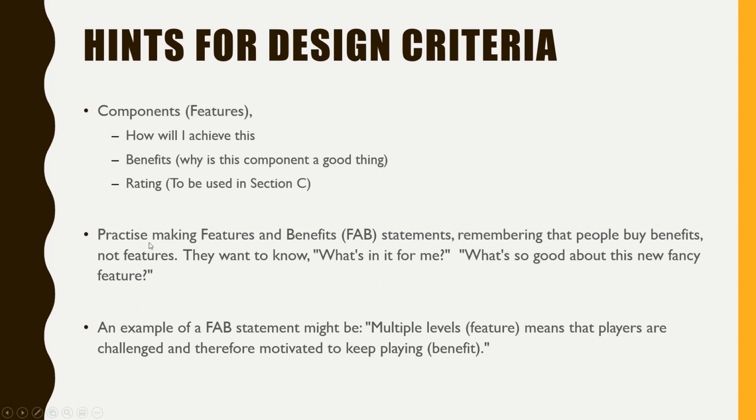When writing how it's going to be achieved, practice using FAB statements. Remember that people buy the benefits, not just the features. So you want to know what's in it for me. An example of a FAB statement might be: multiple levels means that players are challenged, therefore motivated to keep playing. So then we've identified what the feature is, and then we've described why we've done that.